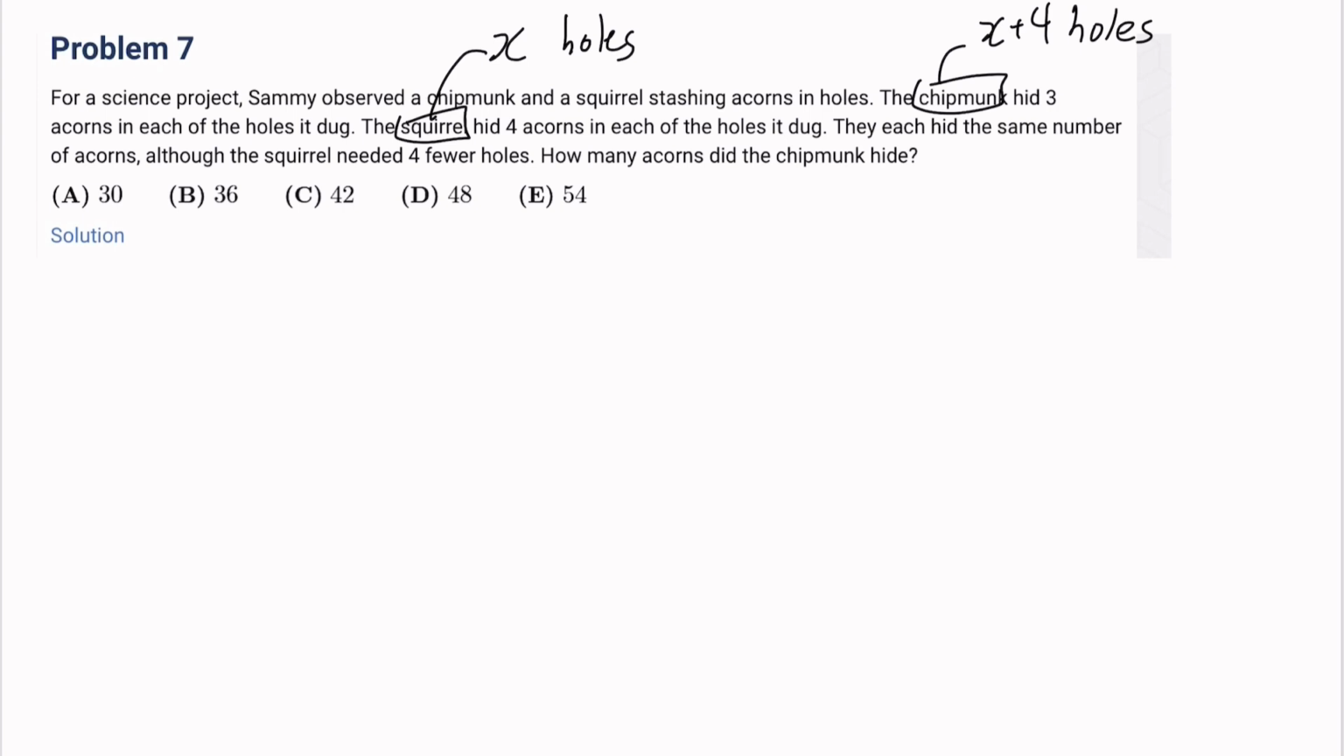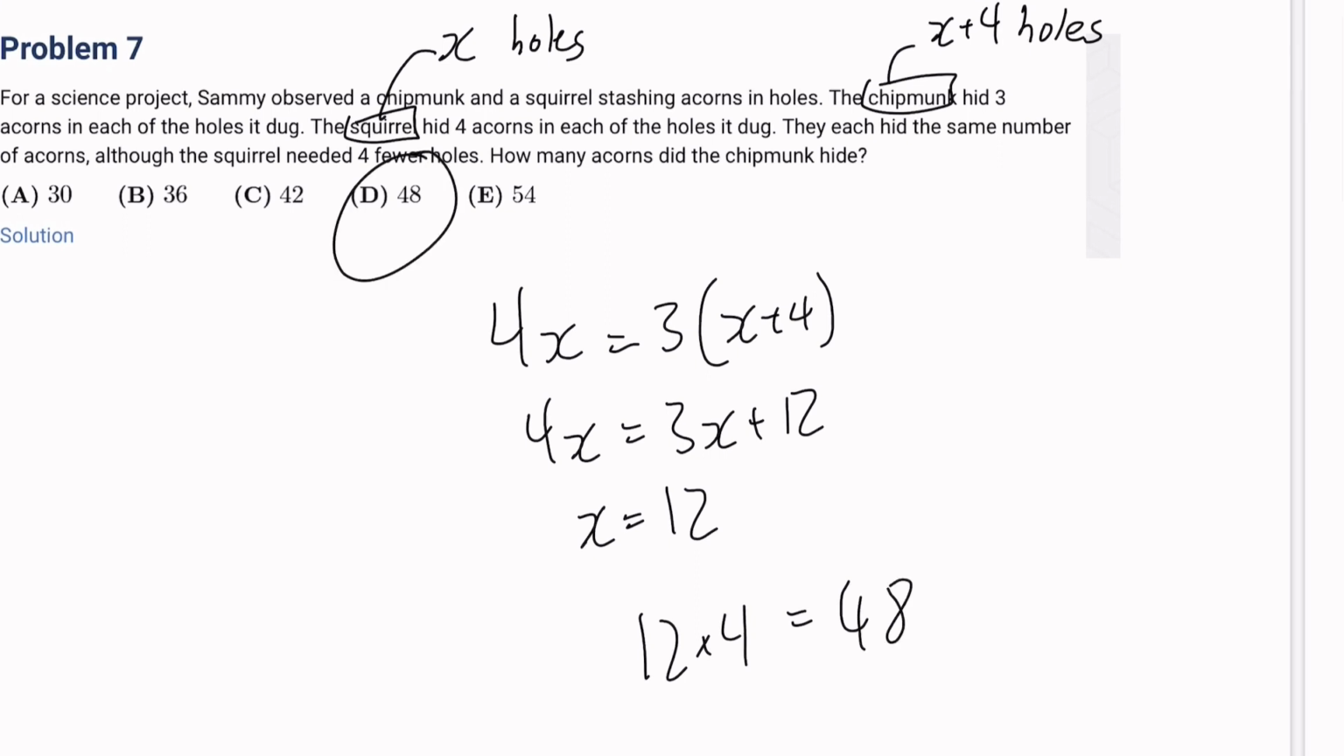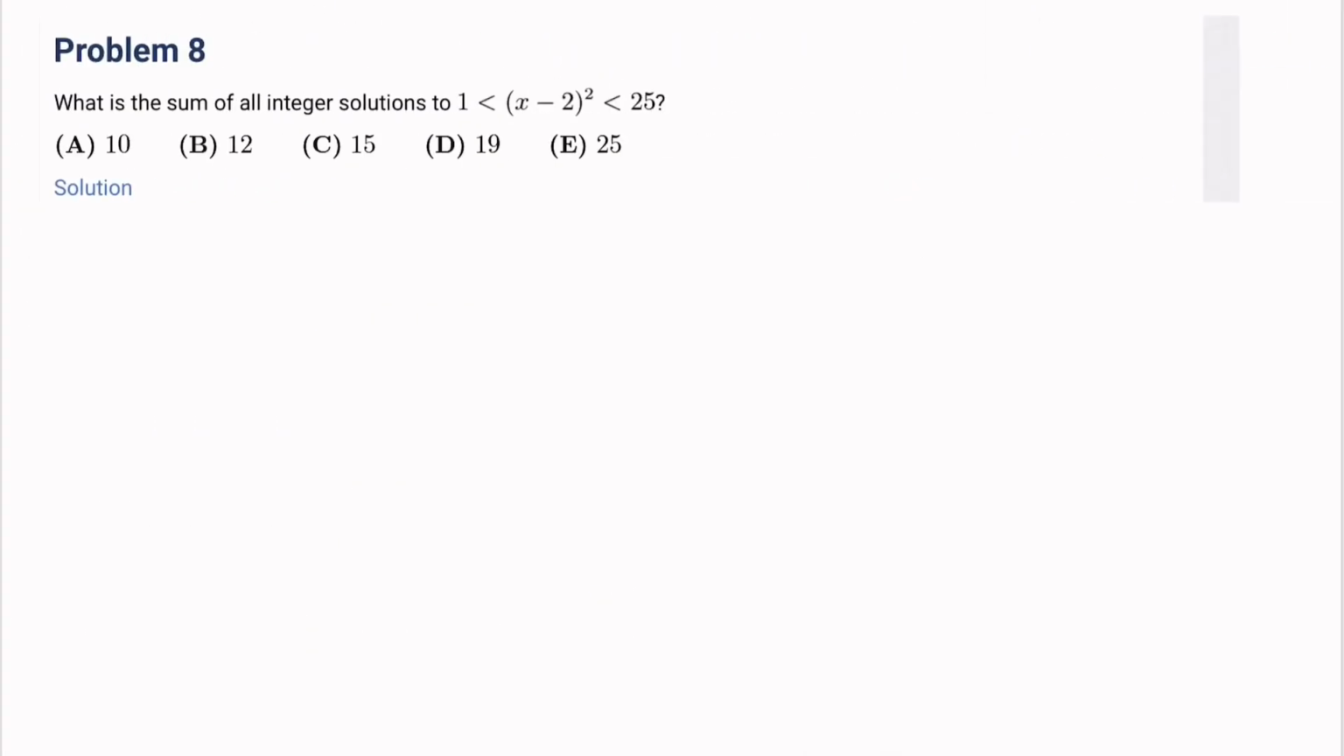X plus 4 holes. And so the total number of acorns is the same, right? So 4x, which is from the squirrel, equals 3 times x plus 4, which is from the chipmunk. So 4x equals 3x plus 12, x equals 12, and since the total number of acorns is this, it's 12 times 4 equals 48. The answer is D. Number 8, what is the sum of all integer solutions to this, right?